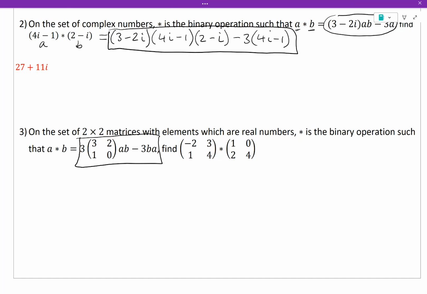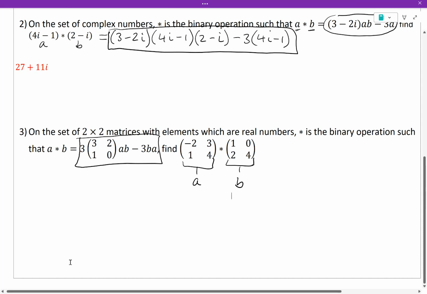Substitute this one here on the left in for A, and this one on the right in for B, and have a go at trying to get the correct answer using your calculator as quickly as possible. And I have the correct answer here for you to check.